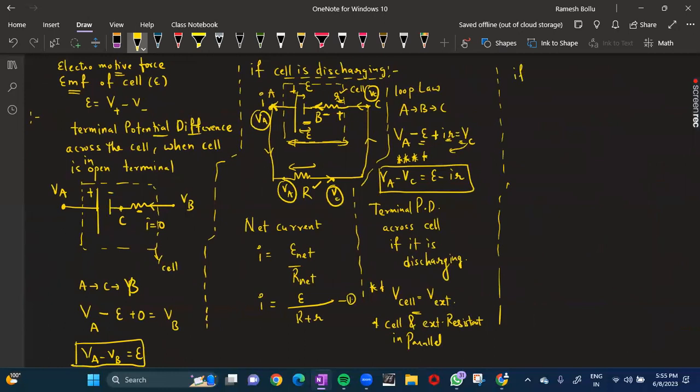If a cell is charging, the same cell I am taking. This is EMF E and its internal resistance is small r. The diagram will be wrong if you do not draw it like this. Cell means this imaginary rectangle is compulsory, you should draw it. If you do not draw it, the meaning will completely change.